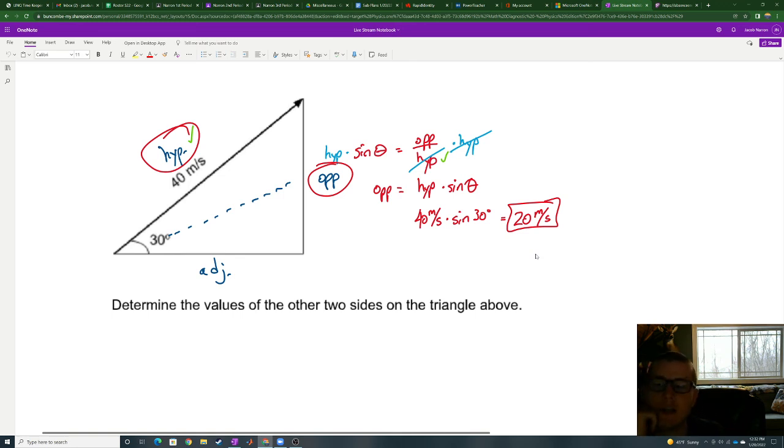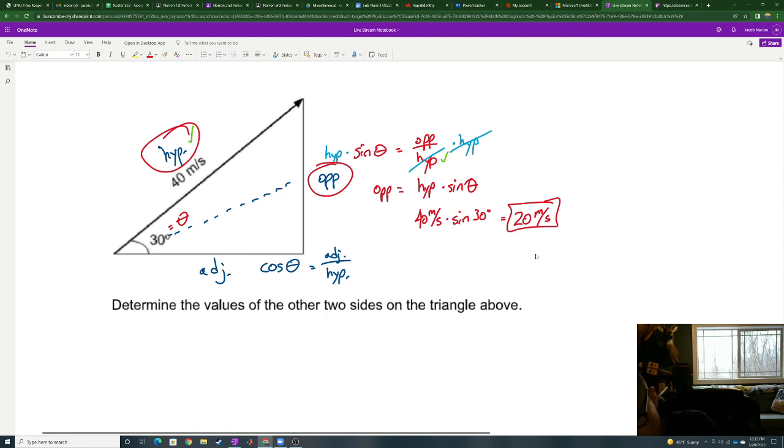That's why I picked sine. But now, when I look at the adjacent side, I'm going to use cosine. Here's why. Look at the formula for cosine. It's adjacent over hypotenuse. So cosine theta is equal to adjacent over hypotenuse. And if I'm looking for adjacent, hey, that's really helpful.